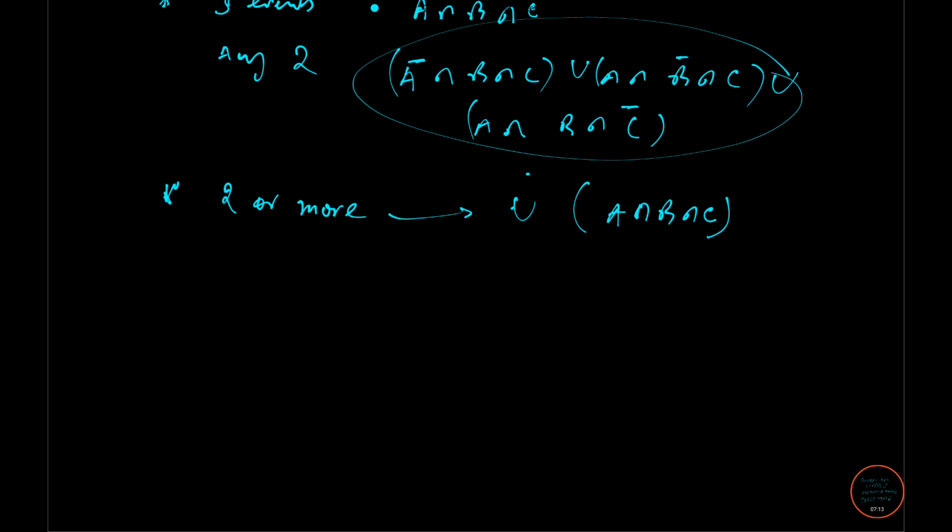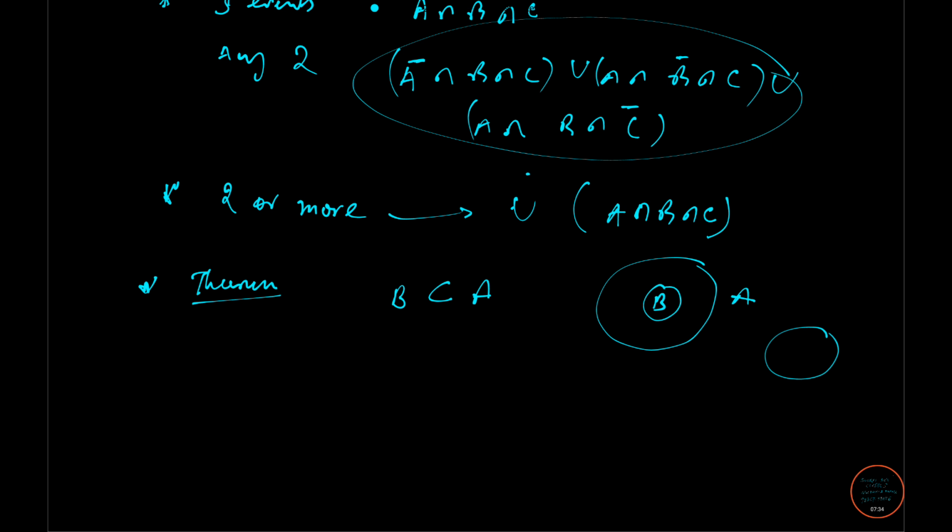For example, I'm going to discuss some basic theorems also. Like if B is this, how to draw it? B and this is A. So B is completely inside A. This is a way to write it, but this will be the case if B is a subset of A.